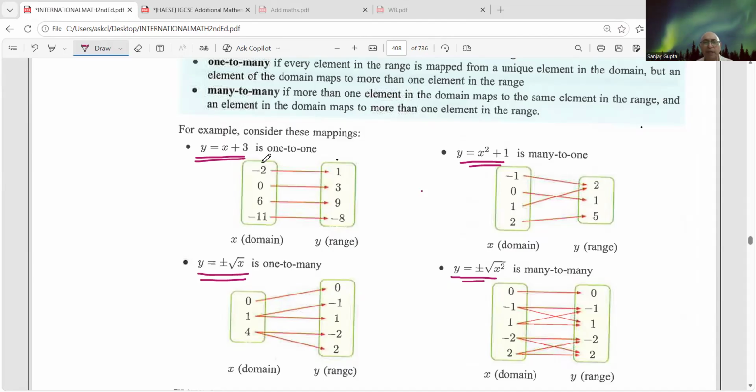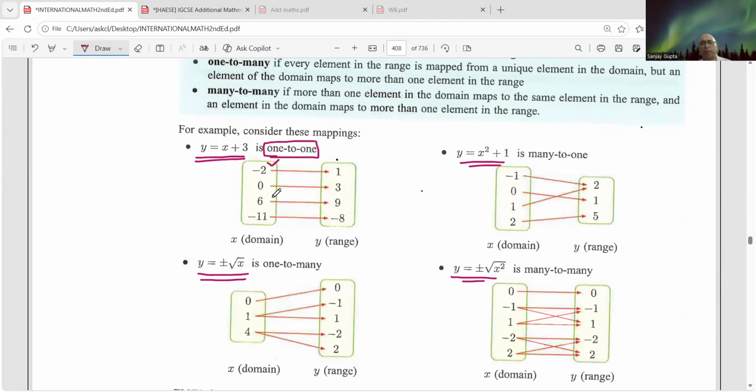Y equal to x plus 3. If I input the x values as -2, 0, 6, and -11, then I get the y values as 1, 3, 9, and -8. Isn't it? When x is -2, then -2 plus 3 is 1. So we get a different value of y for each different value of x. And this is called one-to-one mapping.